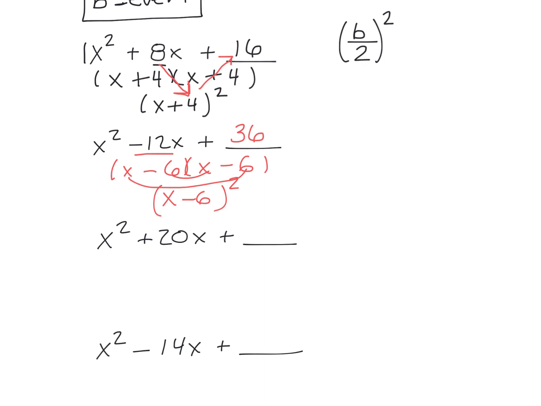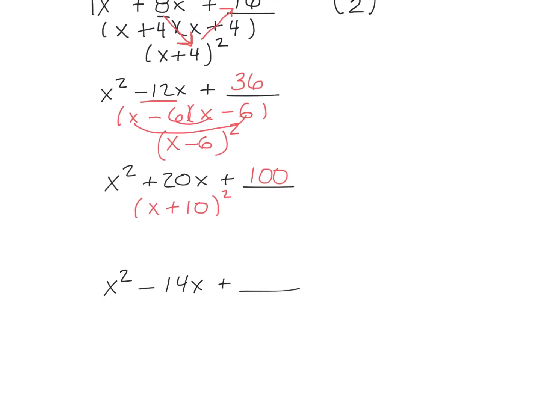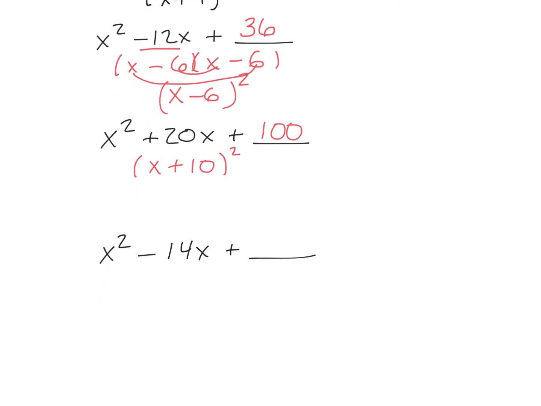Next example, half of 20 is 10. And I'm going to do it this way. If that's the case, I should know that this is going to factor to be x plus 10 squared. And then 10 squared is 100. So that's a different way of doing this, kind of showing less work, but very acceptable. And in the same fashion in this one, half of negative 14 is negative 7. So it'd be x minus 7 squared. And then this is 49, half of b squared.